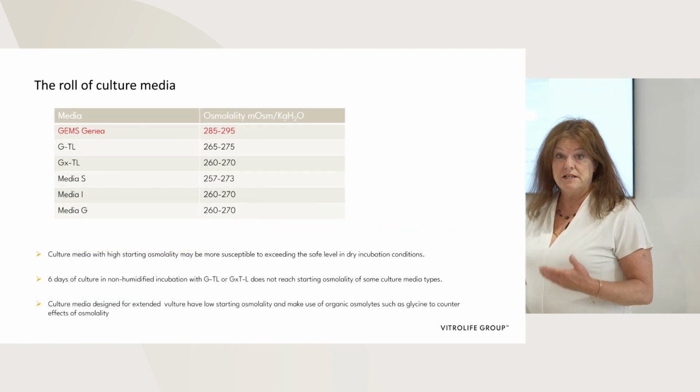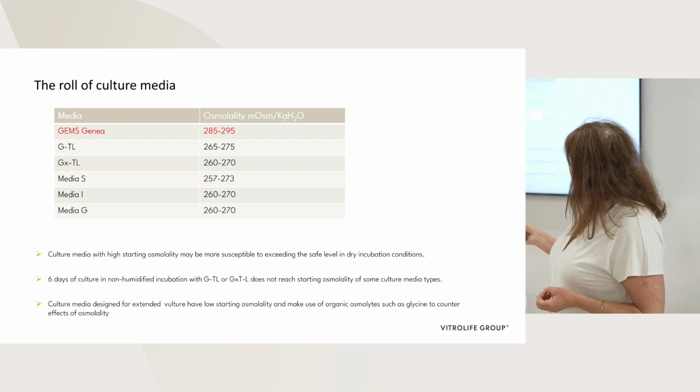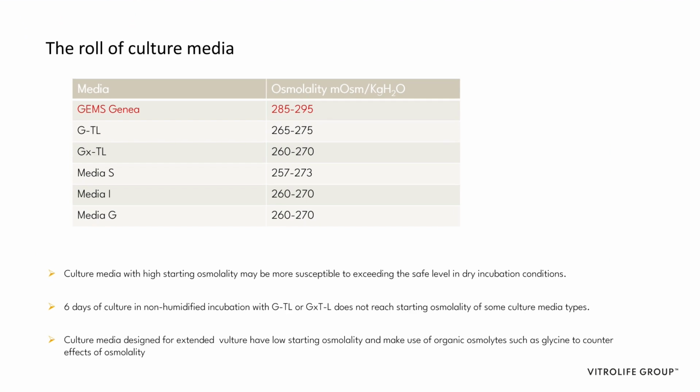And it does increase. Nobody's saying that osmolality does not increase, but does it increase to a level that can be dangerous? So you have to look at the role of the culture media as well. What is the starting osmolality? GTL and GXTL were designed for time-lapse, which means they start at a lower osmolality. They contain things like glycine to control the osmolality as organic osmolytes. So the starting osmolality was designed perfectly for non-disturbed single culture.